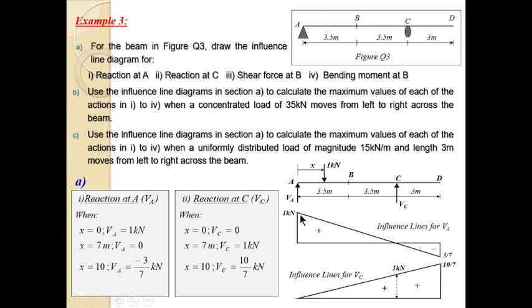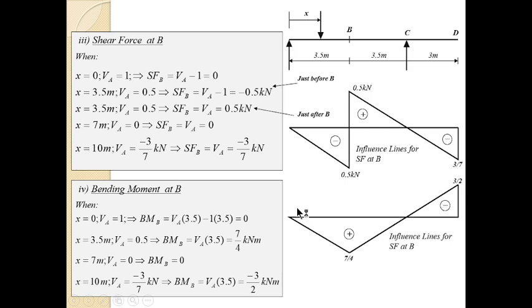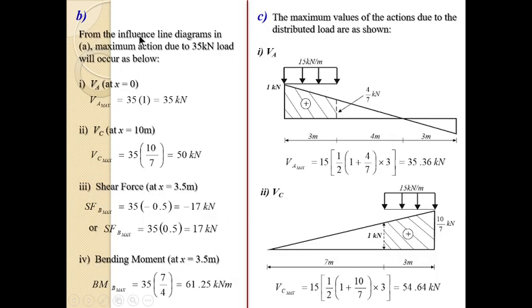So what is the coordinate at that point? The coordinate of reaction at A is 1. So if you go to this solution, from the influence line diagram in A, the maximum action due to the 35 kilonewton load will occur as follows. For reaction at A, it will be when x equals 0, which is what I've just shown you, and the magnitude there is 1. So the maximum reaction at A will be the 35 kilonewton load multiplied by 1, which will be 35.